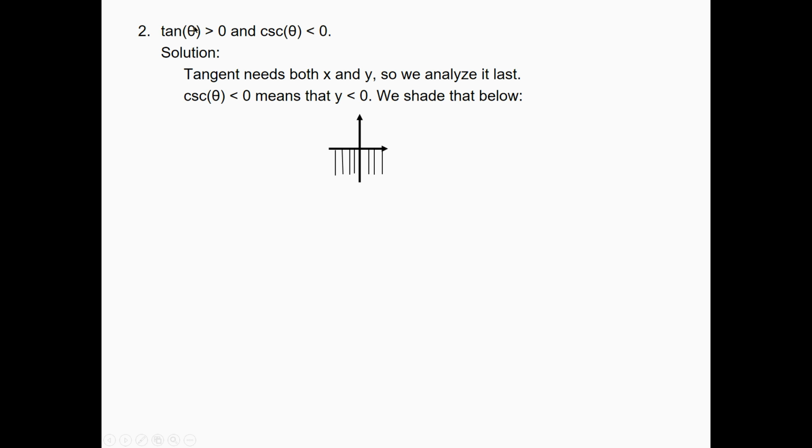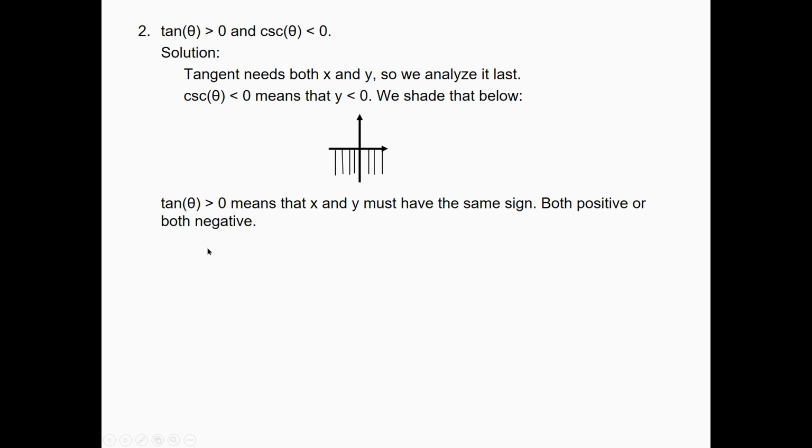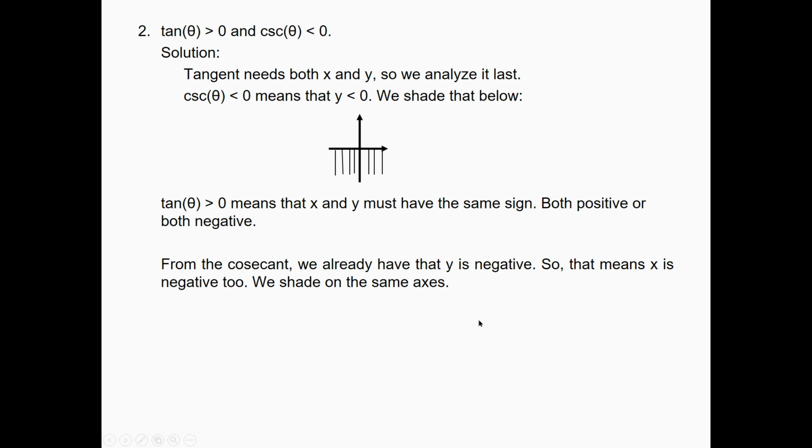Okay, now, going back to the tangent. Since y is less than 0, and the tangent is supposed to be positive, that means x also has to be negative. So a negative over a negative is positive. So x being negative says we're to the left of the y-axis. So where do they overlap? Quadrant 3. So we have a quadrant 3 angle.